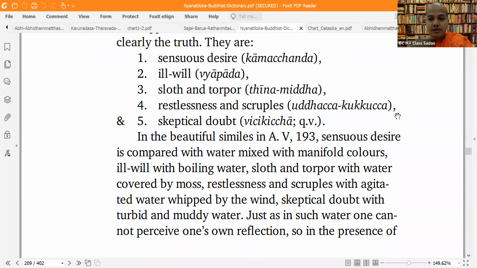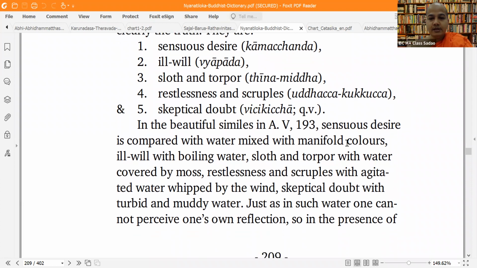A very beautiful simile is presented to explain the functioning of these nivaranas in the mind. It says that sensuous desire is compared with water mixed with manifold colors. That is the first one. Kama chanda, sensuous desire, the mentality having this aspect is compared to water mixed with manifold colors. So when water is mixed with so many different colors, what is there in the water is not clearly seen, right? Ill will is compared with boiling water. Vyapada is representative of some kind of anger, agitation. So it is compared with boiling water.